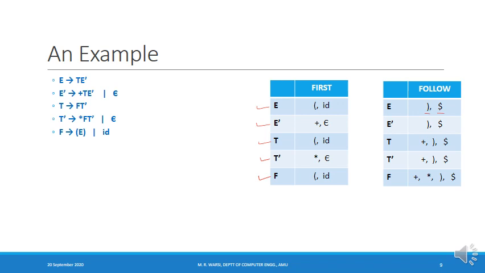Now once again let us look at this production, and as per the rule number 3 of the calculation of the follow, I can say that those symbols which are there in the follow of E will also be added to the follow of E dash. Follow of E is containing right parenthesis and dollar, so right parenthesis and dollar will also be there in the follow of E dash. So we have obtained this as well as we have obtained this.